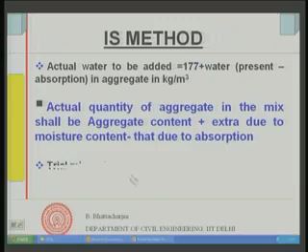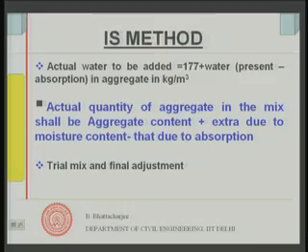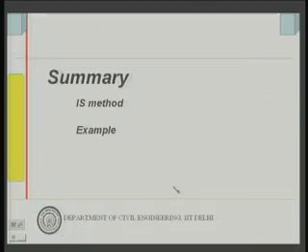So, this is what I do, and then the actual quantity of aggregate in the mix should also be adjusted depending upon the moisture content in the aggregate. If the aggregate contains some amount of moisture, I should take a little bit more aggregate, so that the additional weight, that is the moisture weight, is subtracted from the total aggregate weight. So, these corrections are needed, extra due to moisture content and due to absorption. Then do a trial mix and do a final adjustment. The moisture content at site has to be determined.